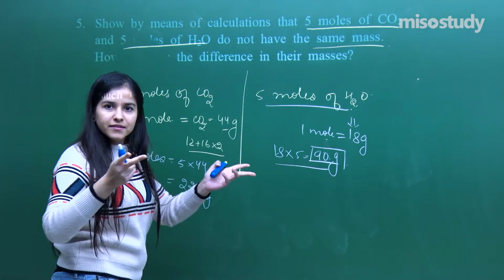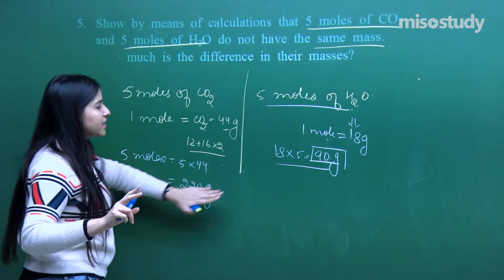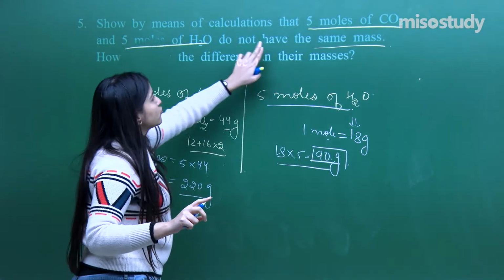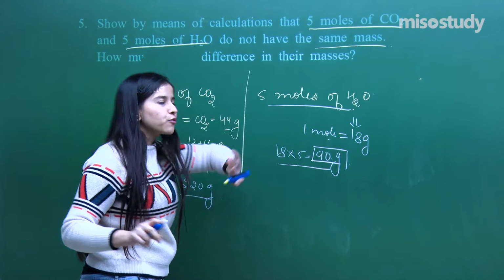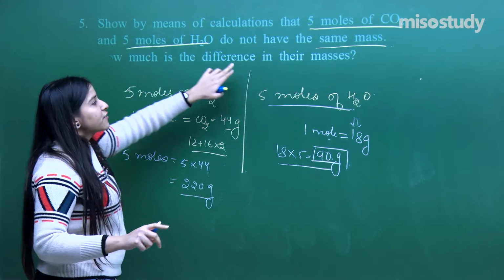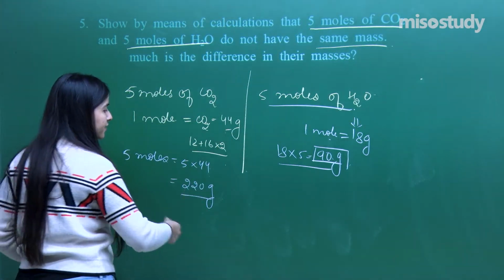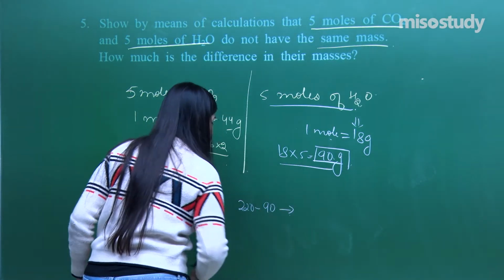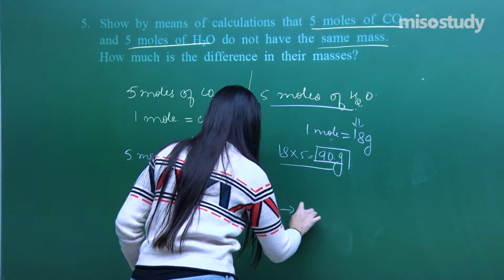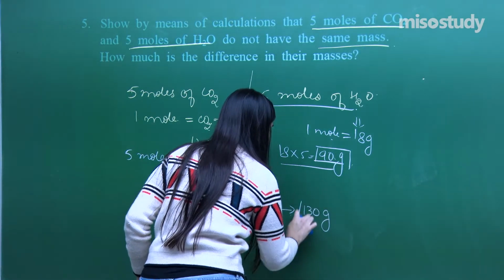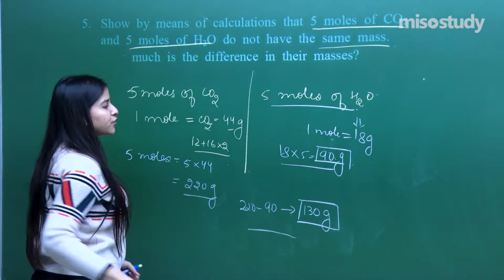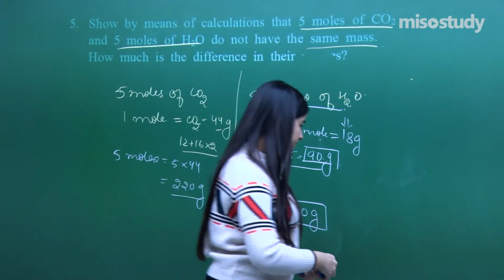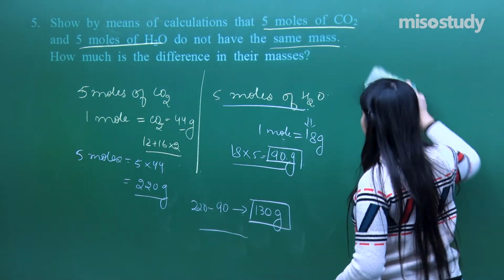Is the mass similar? No, it is not. One is 220, another is 90. So they do not have the same mass. They have already told us. How much is the difference in their masses? I just need to find out the difference. So 220 minus 90 comes out to be how much? It's coming out to be 130 grams. Right? So that is the answer. Fine? Okay, now let's move on to the next question.